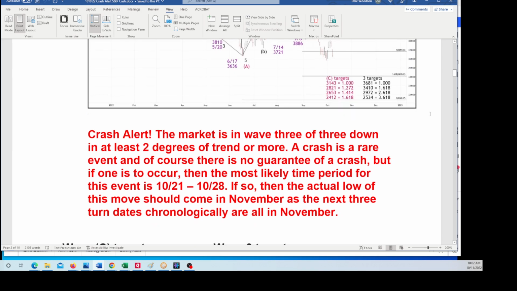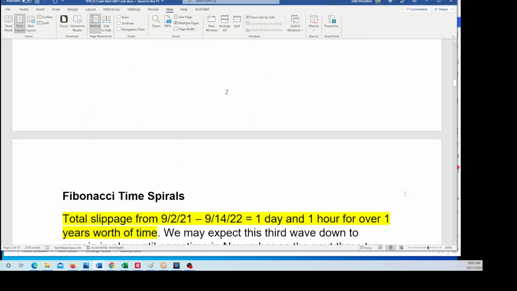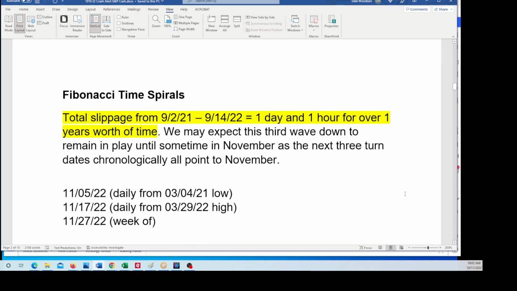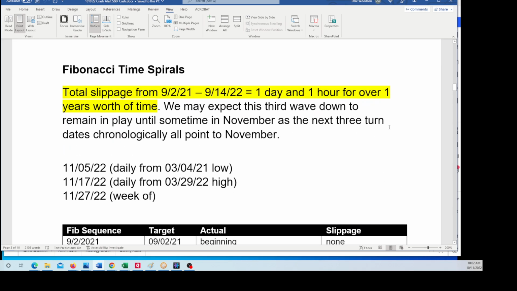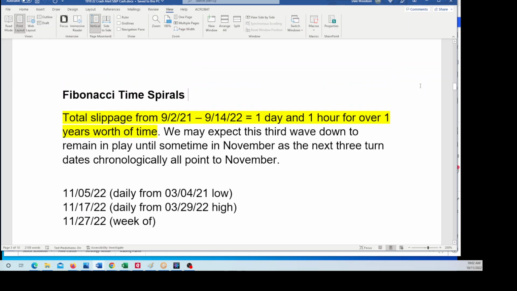But I want to read you guys this stuff here, okay? Markets in wave 3 of 3, at least 2 degrees of trend or more. It could be 4. A crash is a rare event, and of course there is no guarantee of a crash, but if one is to occur, then the most likely time period for this event is October 21 to 28. The actual low should come in November, as we have 3 turn dates all in November, the next in chronological order. There are those targets, and we were looking at the Fibonacci time spirals, and there's the November time spirals there. Okay, I wanted to get into also, that one was the cash, I believe.